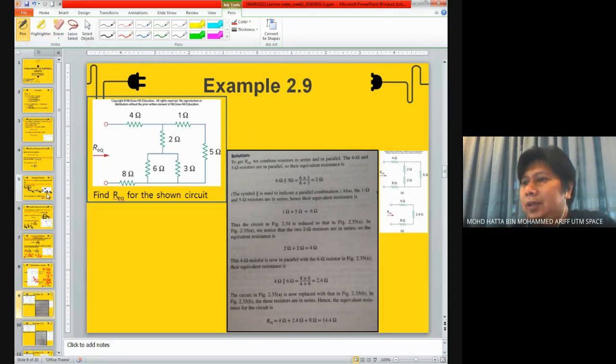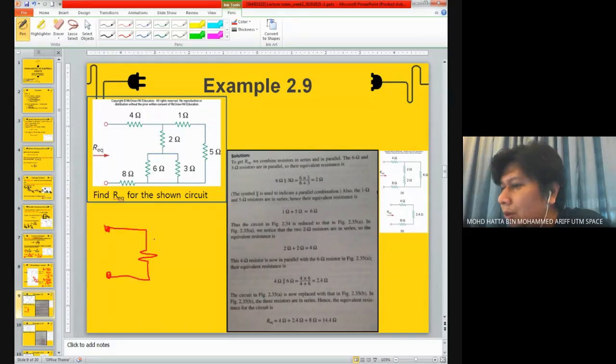If you look at this circuit, we have a combination of series and parallel circuits. To get the total resistance looking from these two terminals, at the end we're trying to get only one resistor, which has the value R equivalent.